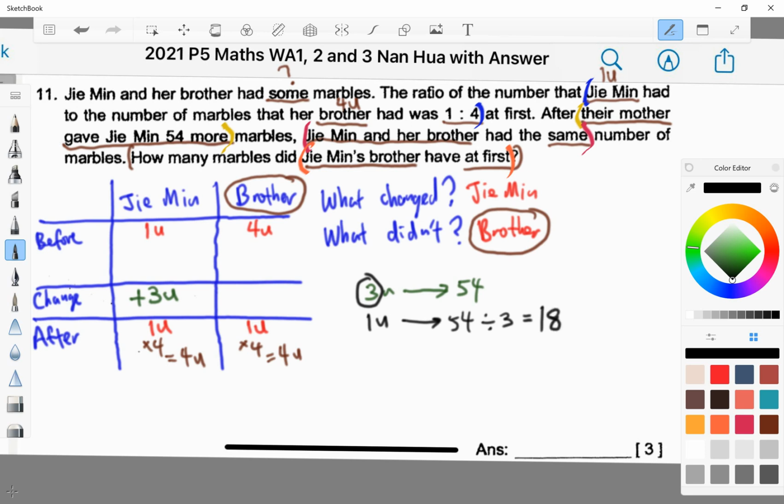And what do they want? They ask us for how many marbles did Jiamin's brother have at first. Based on what the question requests, we will circle the 4 units for the brother at the before row. Brother has 4 units at first. Since 1 unit is 18, 4 units has got to be 18 times 4. If I key this into the calculator, I'll realize that the answer is 72. So our answer is 72.